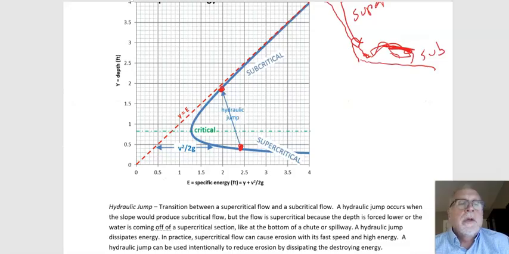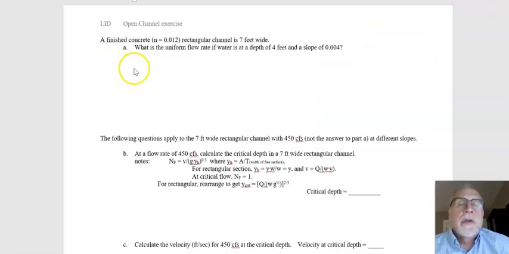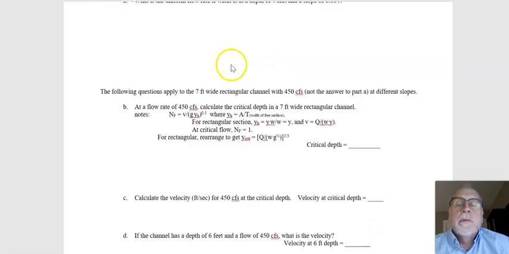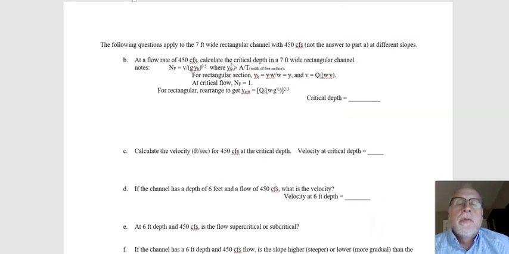Let me now take you to the exercise we're going to work on. As I said in the last video, the first one is just a plug and chug with a rectangular channel, easiest geometry there to calculate the flow. And now we're going to take that same channel. This is not the same flow as part A. And we're just going to manipulate these equations around.